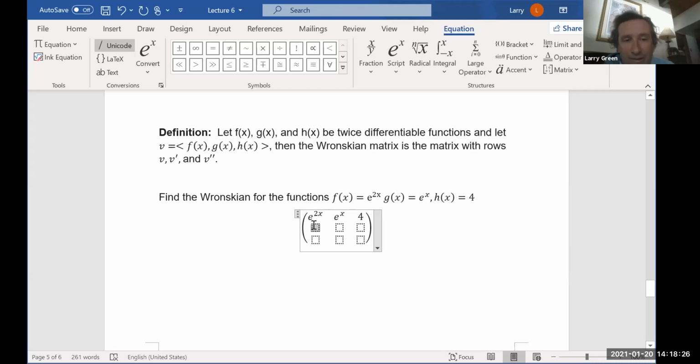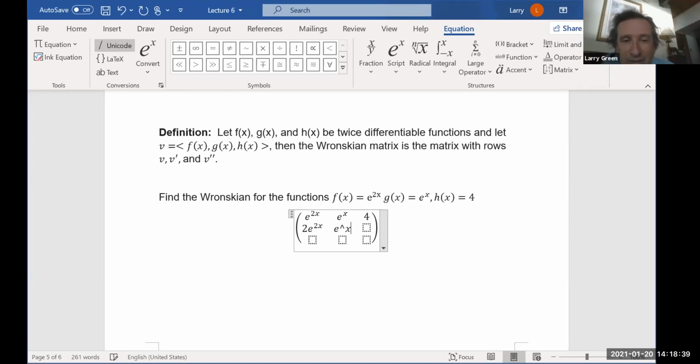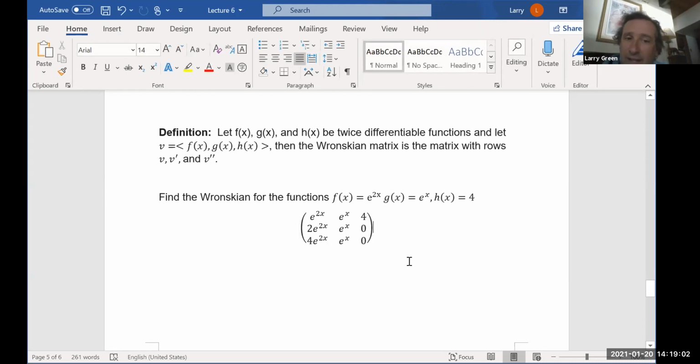Okay, what's the second row? 2e to the 2x. So a little harder, but not too hard. And then? E to the x and 0. Yep. E to the x. Good. You remember your derivatives? And 0. And what is the third row? 4e to the 2x. E to the x and 0. Good. Any questions on that?